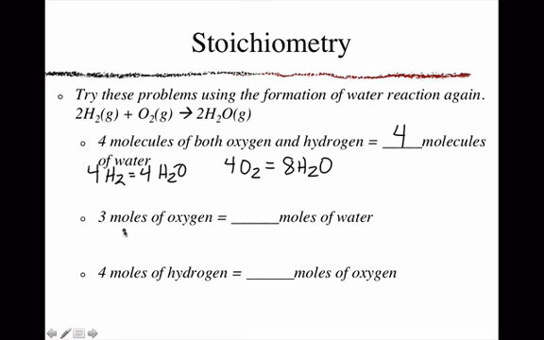I have 3 moles of oxygen, so if I changed this to a 3, then my water would be 6. And the last one is 4 moles of hydrogen needs how many moles of oxygen to react with? So if this was 4, it reacts with half the number, which would be 2 for the oxygens. So you can do those ratios using the coefficients in the balanced reaction to figure out these ratios that we're looking at here.